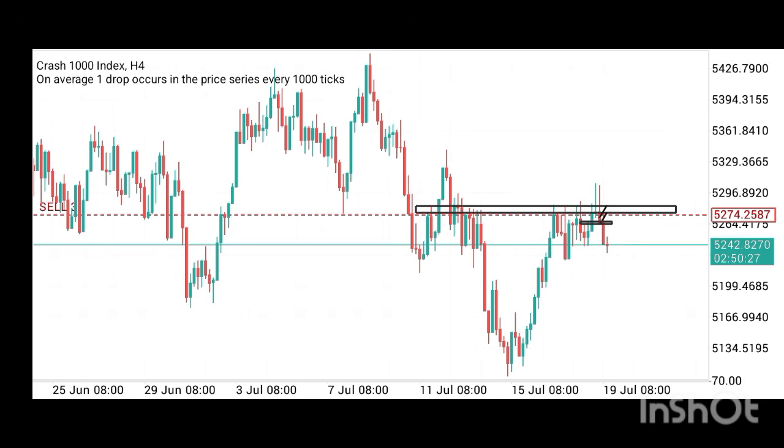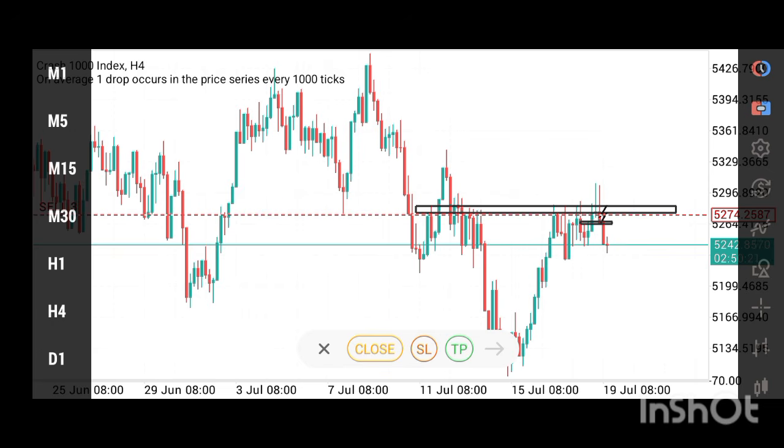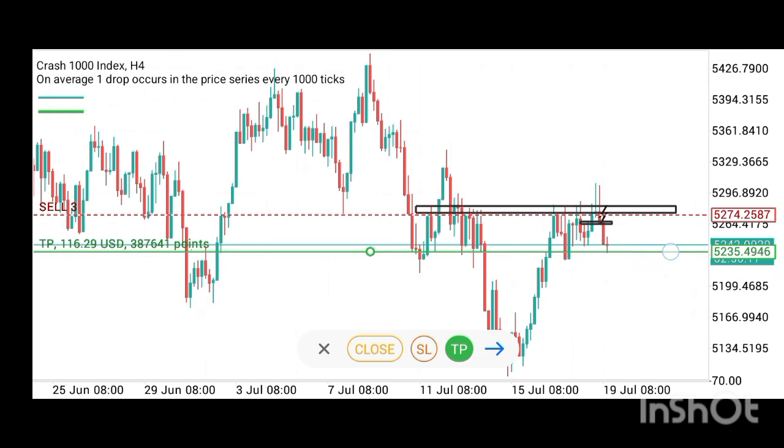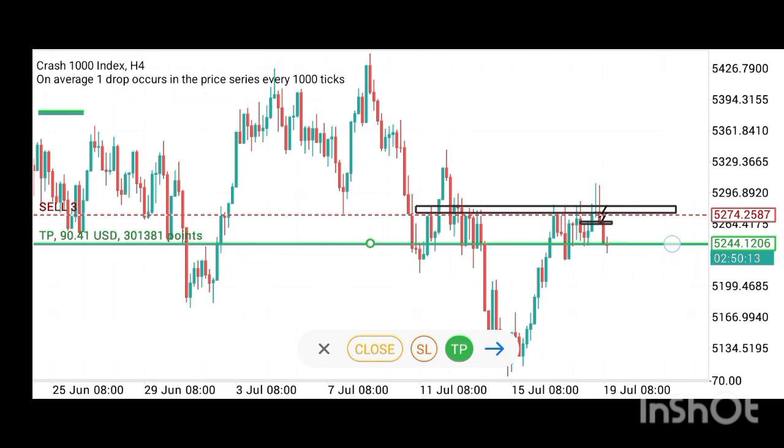And as you can see, I am on Crash 1000 Index. I have a trade that is currently running and I'm in some good profit, although there is a retracement and the profit has reduced. I'm trading spikes. It gave me up to $116 profit, and it has retraced to around $90. All right, with the lot size of 3.0.